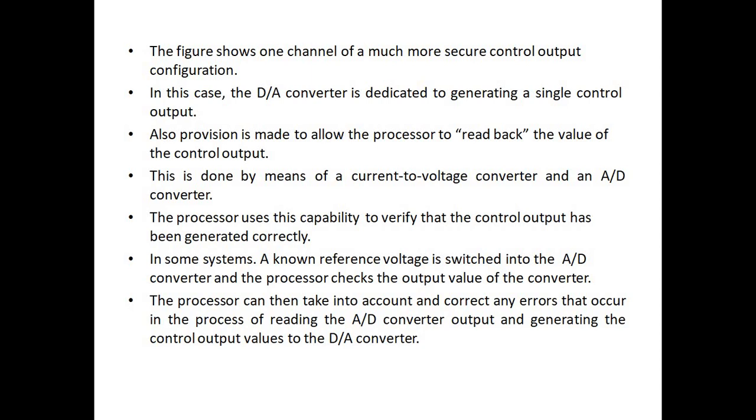In some systems, a known reference voltage is switched into the analog to digital converter and the processor checks the output value of the converter. The processor can then take into account and correct any errors that occur in the process of reading the analog to digital converter output and generating the control output values to the digital to analog converter.